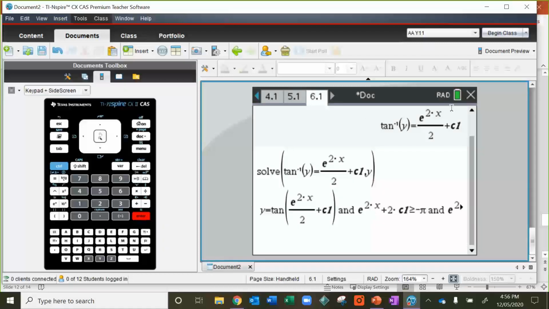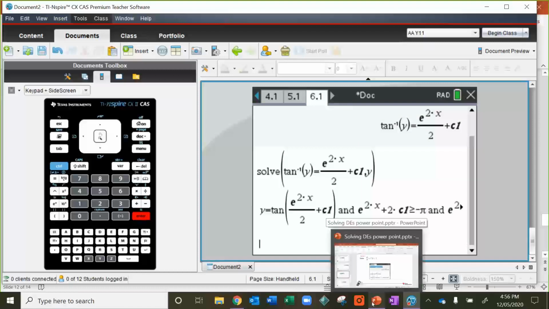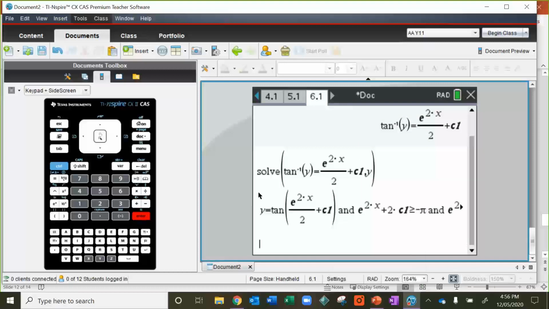Those conditions come from the definition of inverse tan. As you know, inverse tan is between minus pi on 2 and pi on 2. So depending on the exam question, the conditions might be defined, but that's what the solution here is. y equals tan of e to 2x on 2 plus a constant.